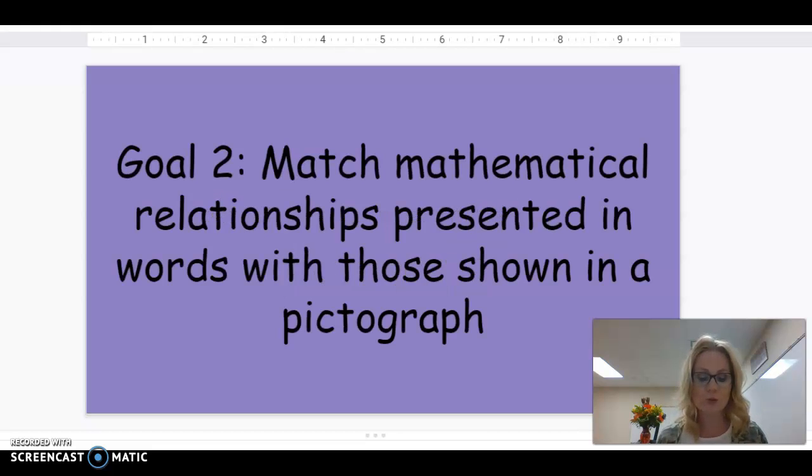Goal 2 is we want to match mathematical relationships presented in words with those shown in a pictograph. There are a lot of long words in this goal also. Mathematical is a fancy way to say math. Can you say that with me? 1, 2, 3. Mathematical. We are going to figure out mathematical relationships, which means we want to see how objects or numbers are related or how they go together. We will use the information in our pictograph to do that.